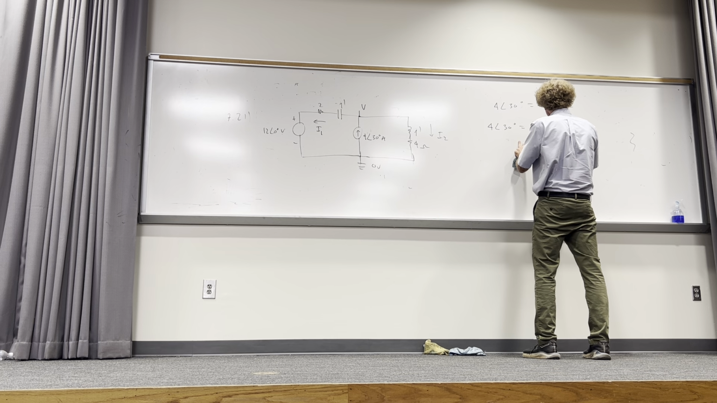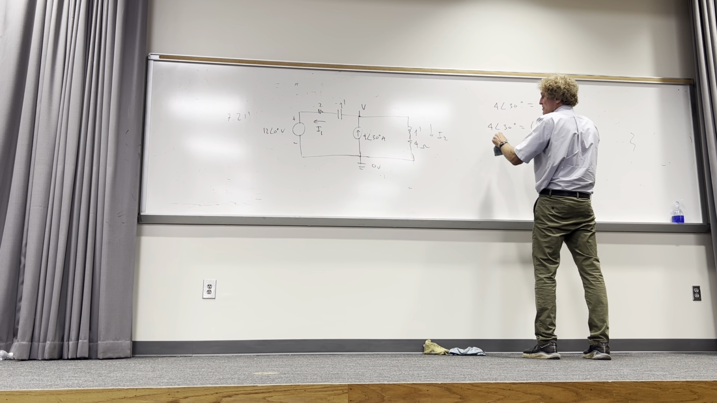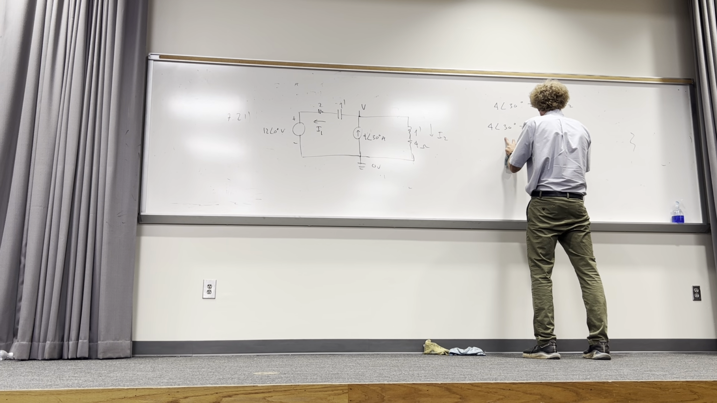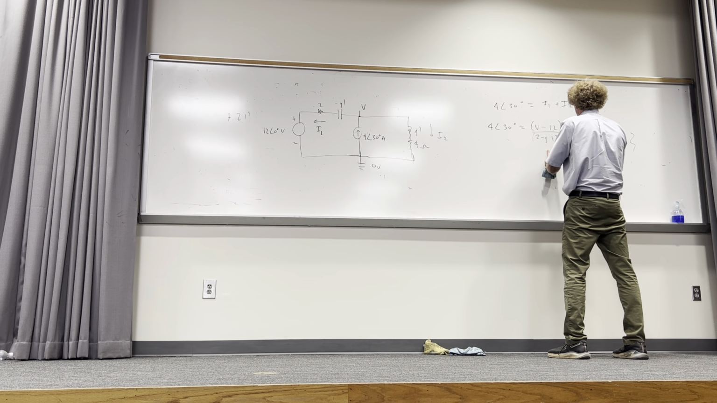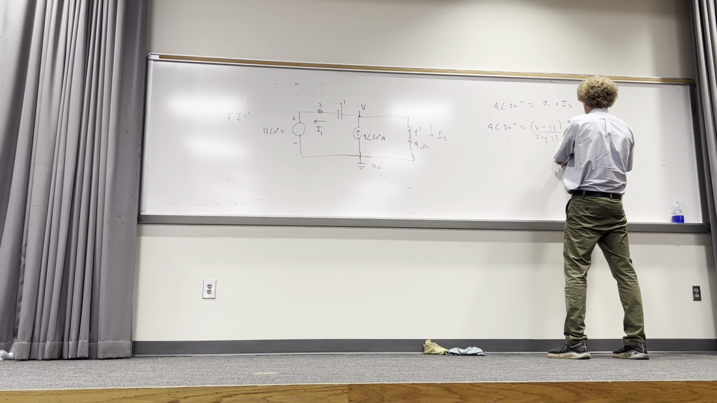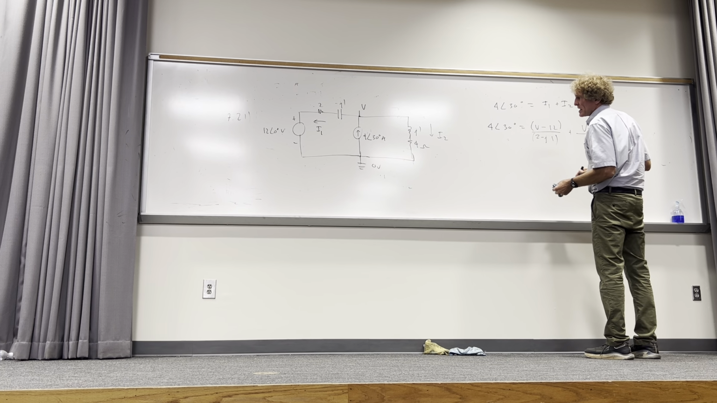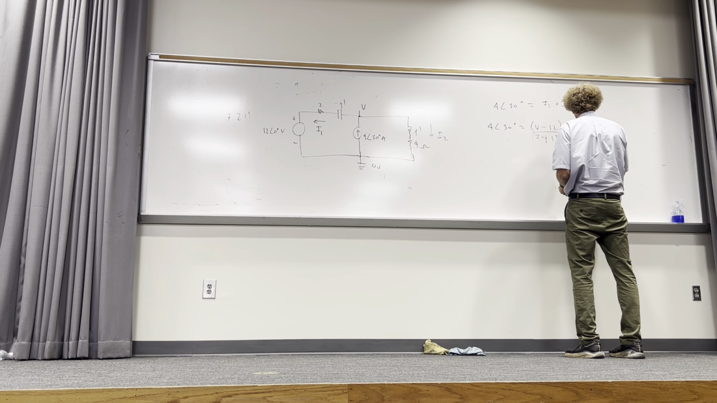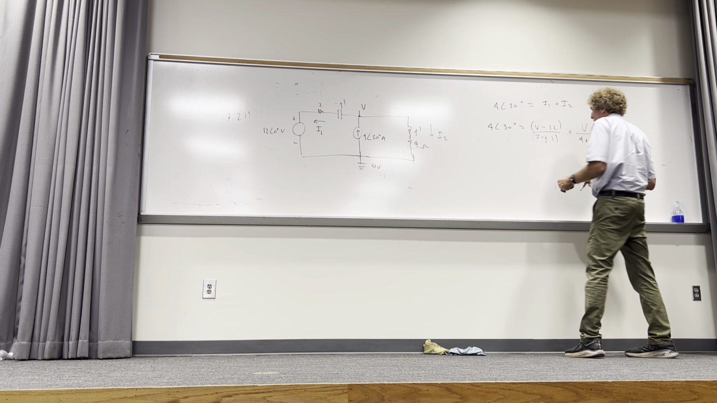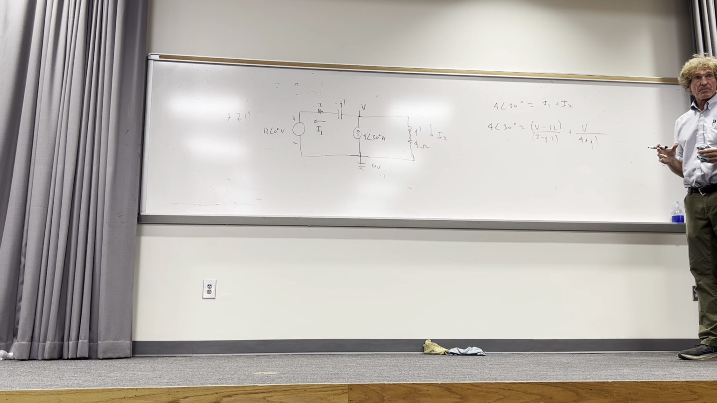That's going to be V minus 12. You don't need to put the 0 degrees. Over 2 minus J1. And then for I2, it's just going to be what? V over simply 4 plus J1. You all agree with that, class?